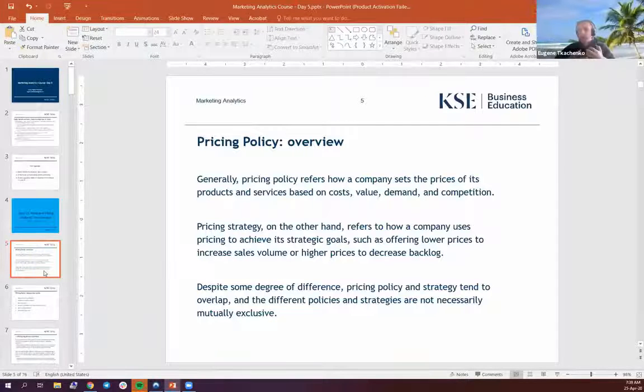Those aspects of pricing, policy and strategy, are not mutually exclusive. So again, something just to remember, they come hand in hand. So just consider it when you are setting up or working with pricing in your own companies.